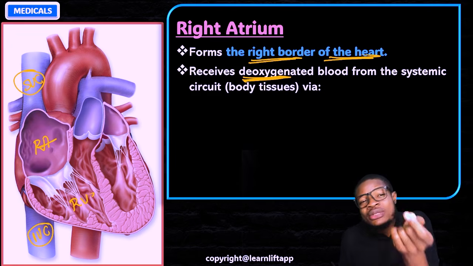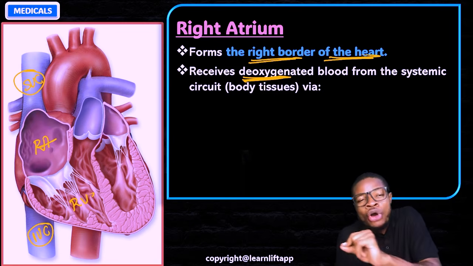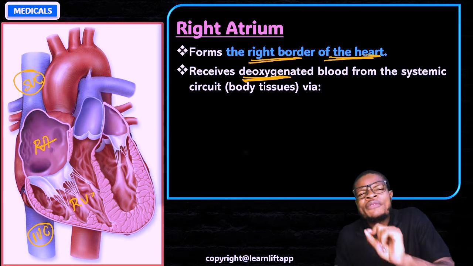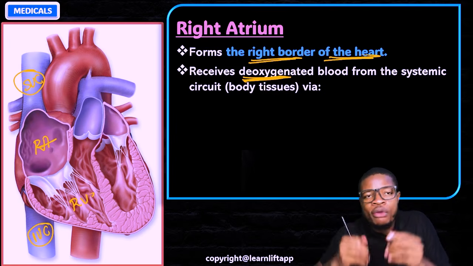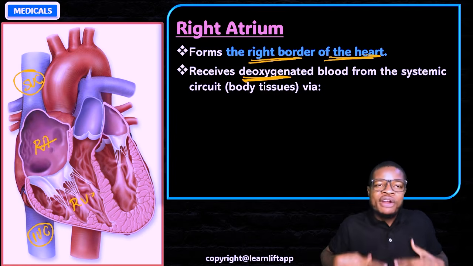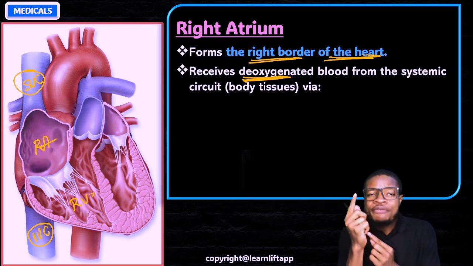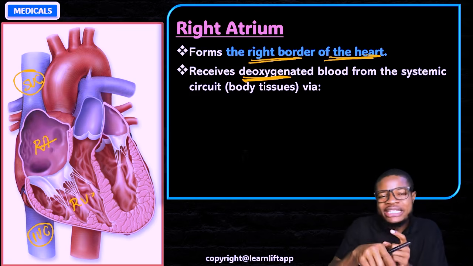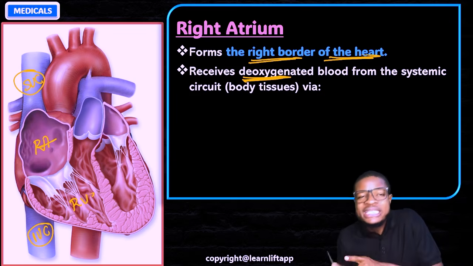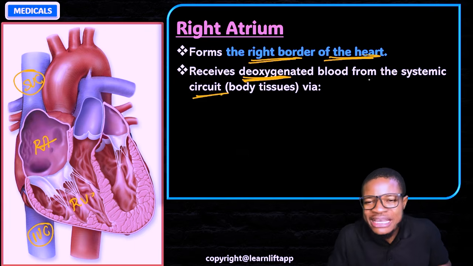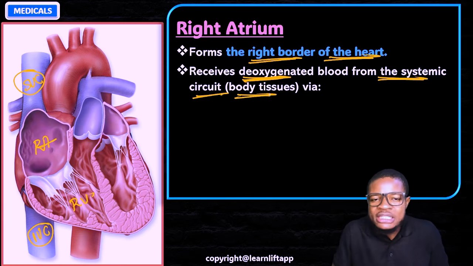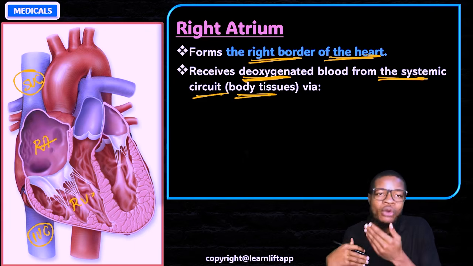That's why we say the right atrium receives deoxygenated blood: the superior vena cava carries deoxygenated blood from the upper part of the body, and the inferior vena cava carries deoxygenated blood from the lower part of the body. Both of them empty it into the right atrium. So the right atrium receives deoxygenated blood from the systemic circuit. What is the systemic circuit? The body tissues, whether the upper part or the lower part of the body.